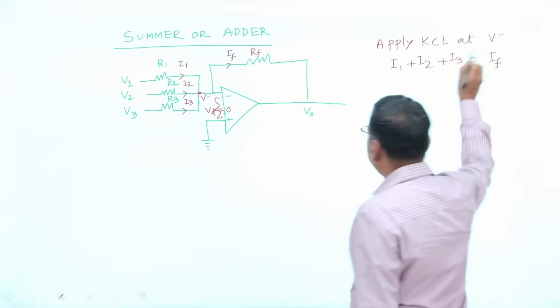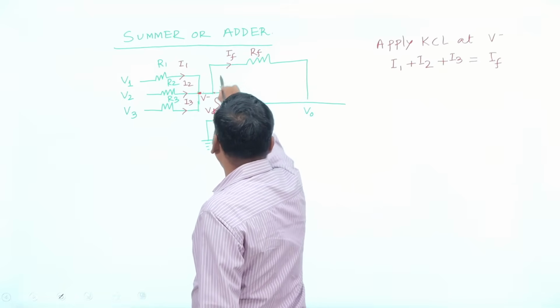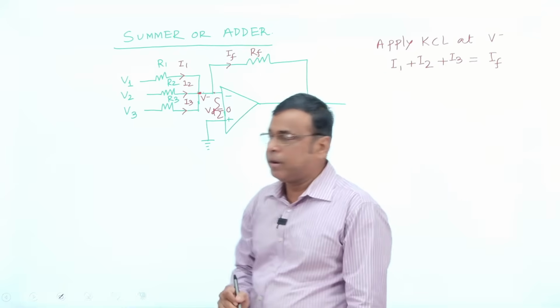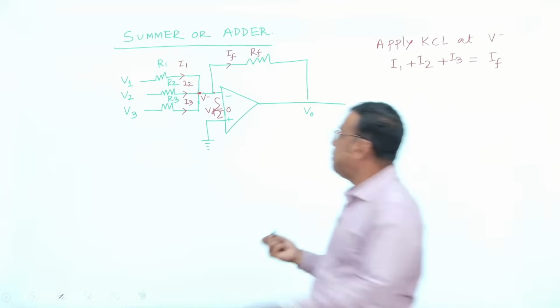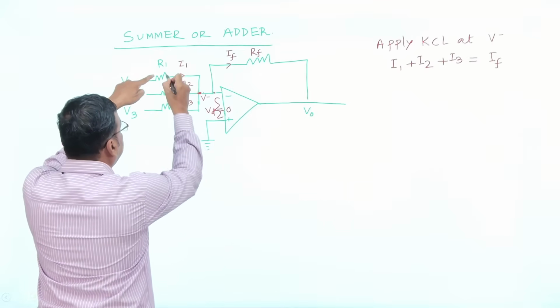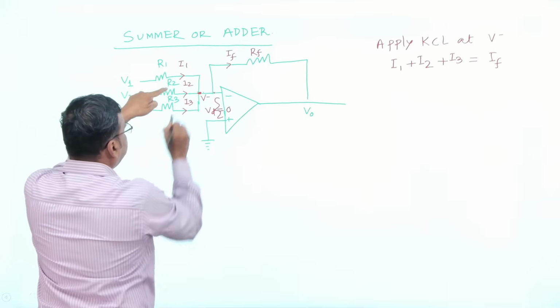Then apply Kirchhoff's current law at the point V minus: I1 plus I2 plus I3 is IF. Tell me what the value of I1 is. That is important. Current is nothing but voltage by resistance. So I1 is V1 minus this potential, divided by this resistance. What is the value of I2? This potential minus this potential, by R2.